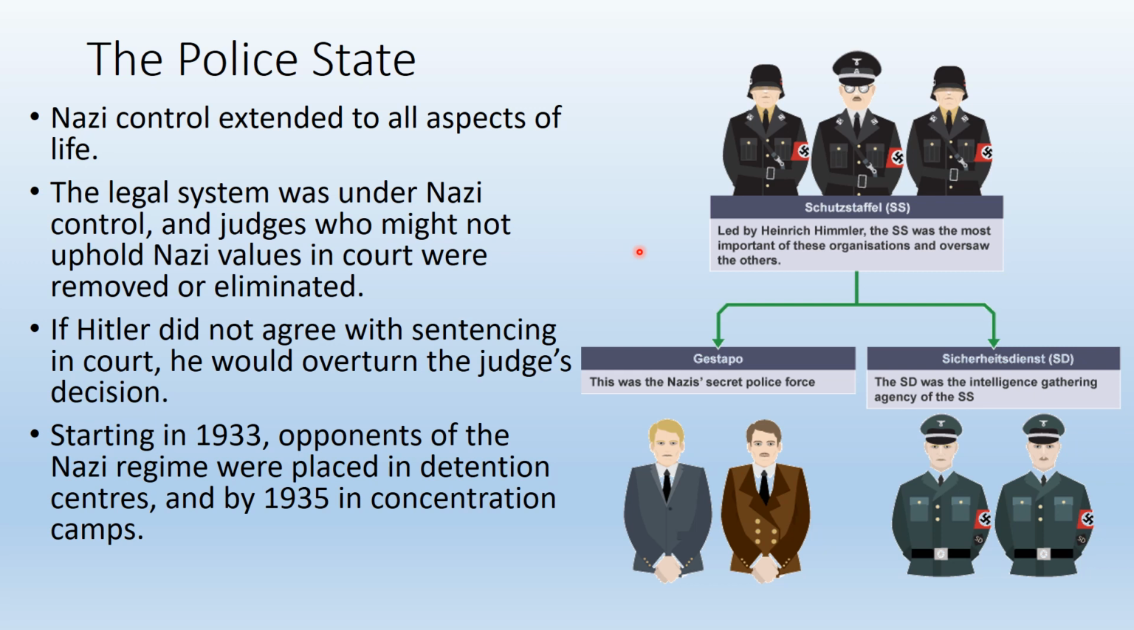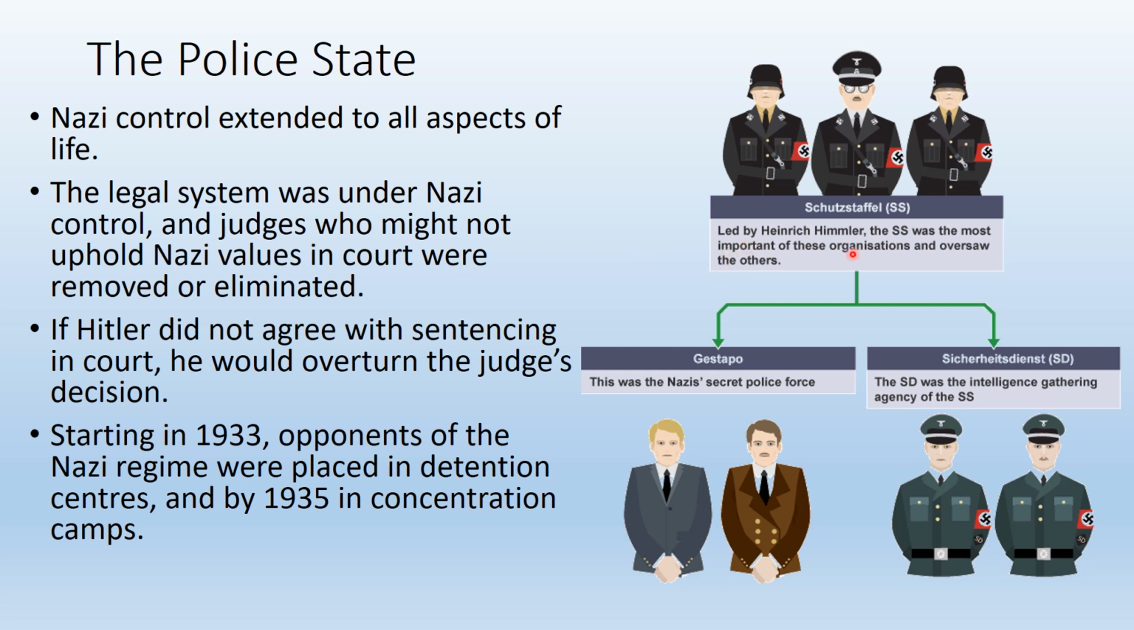Now, the legal system was under Nazi control, and judges who might not uphold Nazi values were either dismissed from their jobs or they were sent away, oftentimes to a concentration camp. Now, if Hitler did not agree with the sentencing within a court, he had the power to overturn their decision. And that does a lot to show that the judges don't actually have as much control within the legal system as they perhaps should. Now, starting in 1933, opponents of the Nazi regime were placed in detention centers. And by 1935, this is when concentration camps were opened, and that's where these political opponents would be placed.